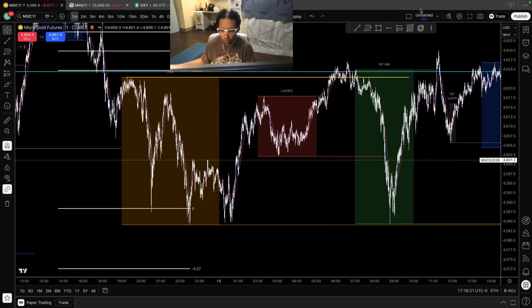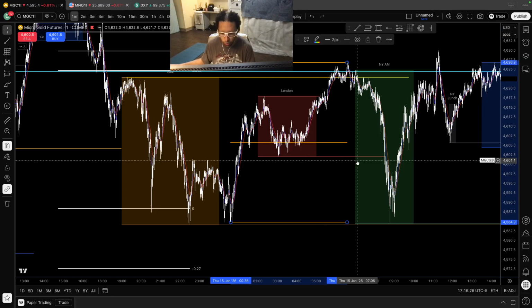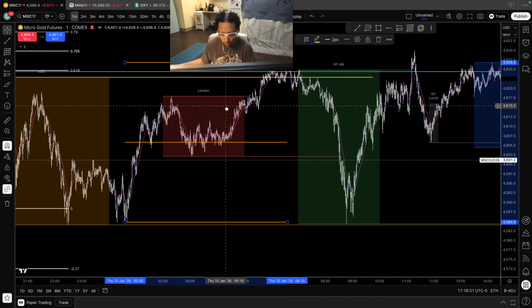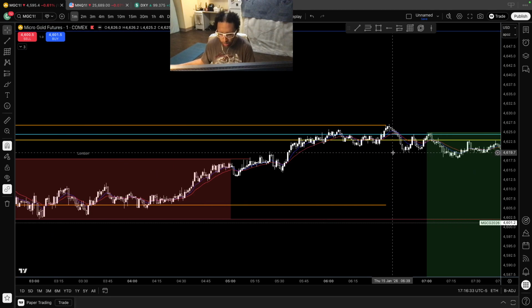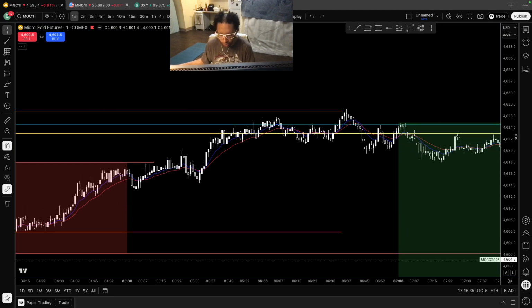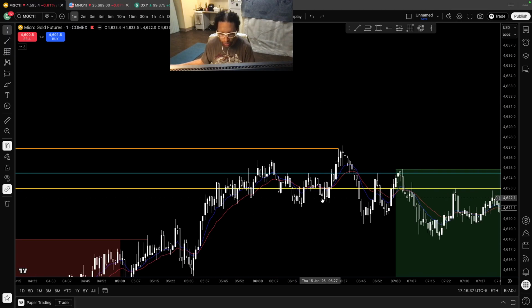So for one, my exit is going to be equilibrium of the range. I wouldn't have caught this whole move anyways. I would have just caught from like right here down to equilibrium. Now what happened was I seen this displacement in this range right here. This is clear as day what I'm looking for.